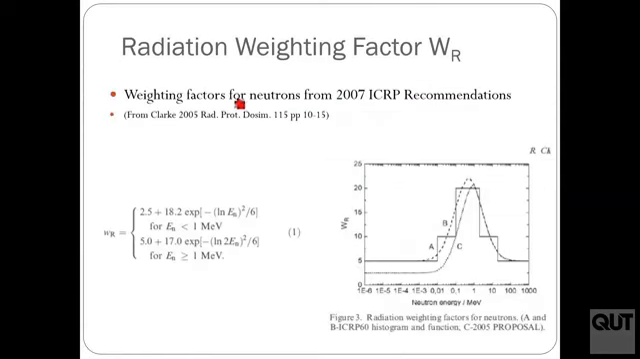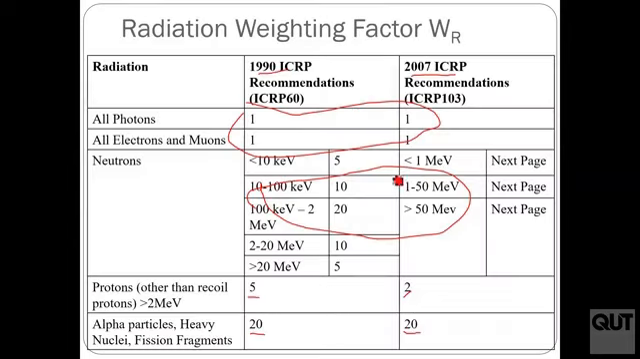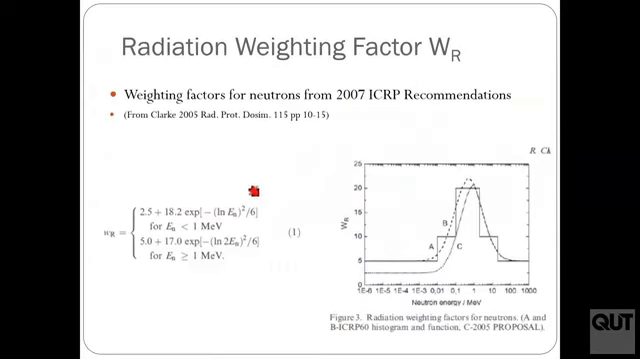This is the radiation weighting factor for neutrons. So remember on the previous slide, neutrons were quite energy dependent. So this is the calculation here for the neutron radiation weighting factor, which looks rather unpleasant to try and work out.